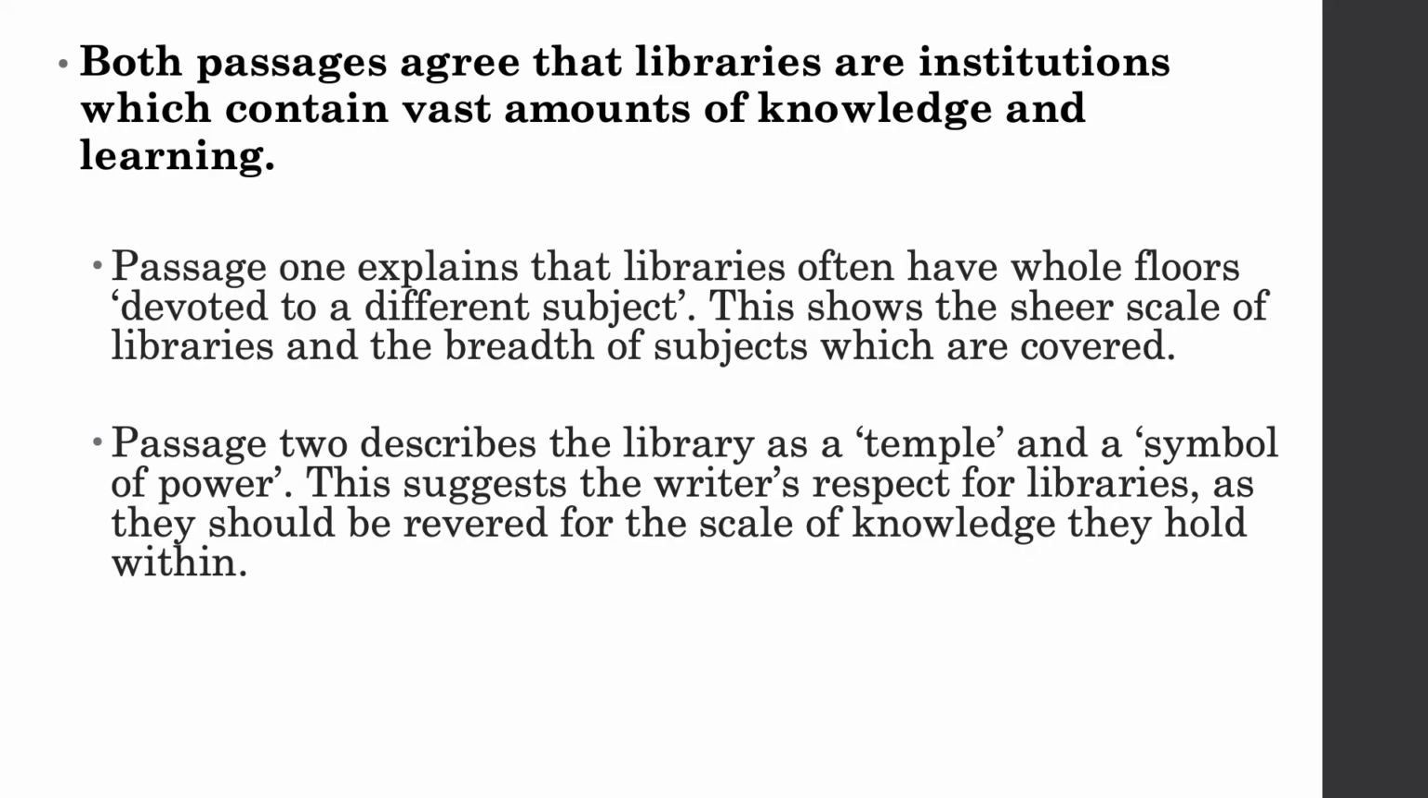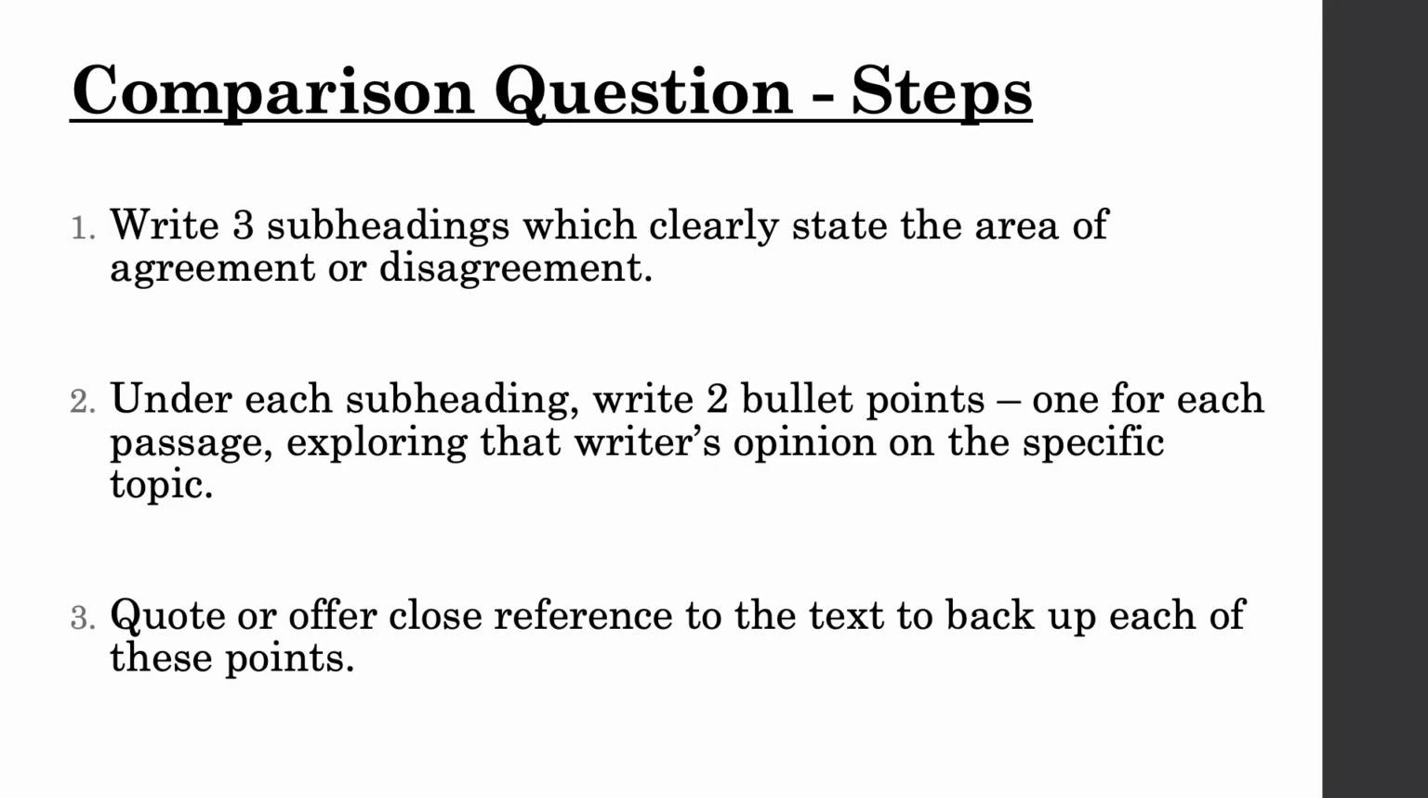When you're first learning how to approach this question, it can feel as though you're having to do an awful lot at once. However, once you get to grips with the marking scheme and the structure, it will begin to feel fairly straightforward. So to simplify it, all we're really being asked to do is to write 3 subheadings which clearly state the area of agreement or disagreement. Under each subheading, write 2 bullet points, one for each passage exploring that writer's opinion on the specific topic, and lastly, backing up each of these points with close reference to the text or quotation.